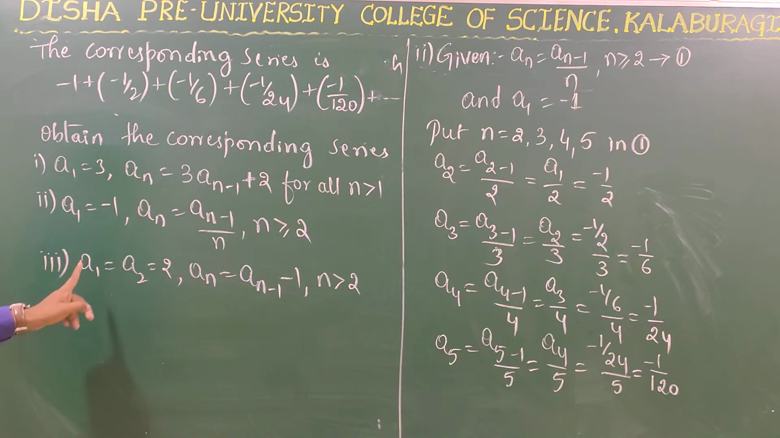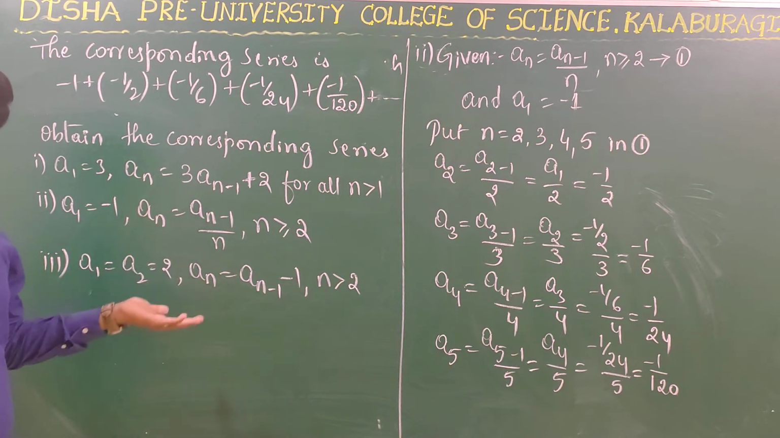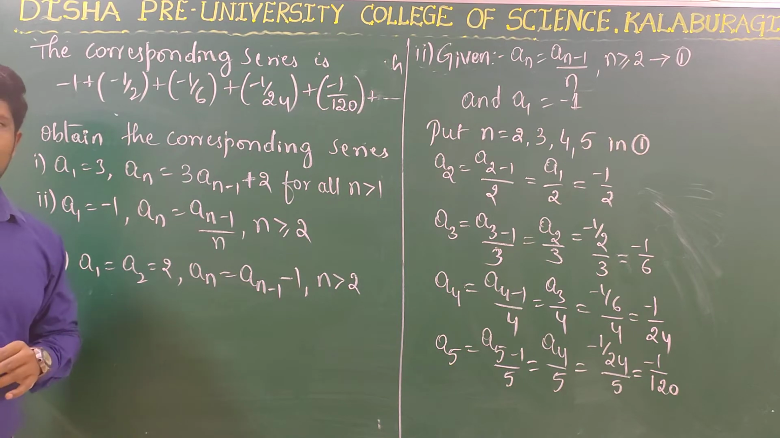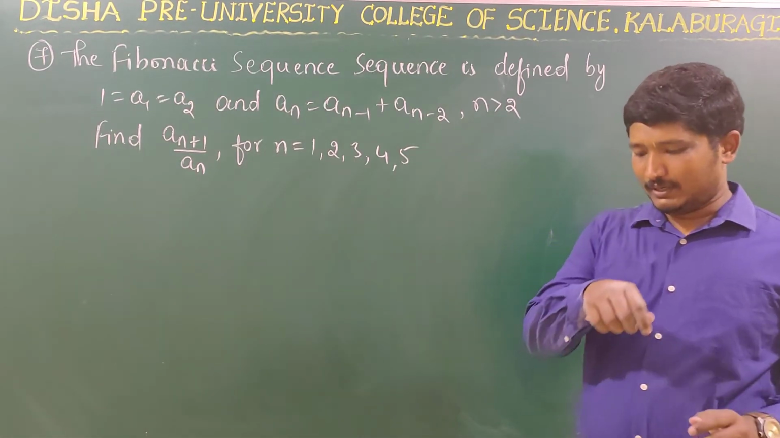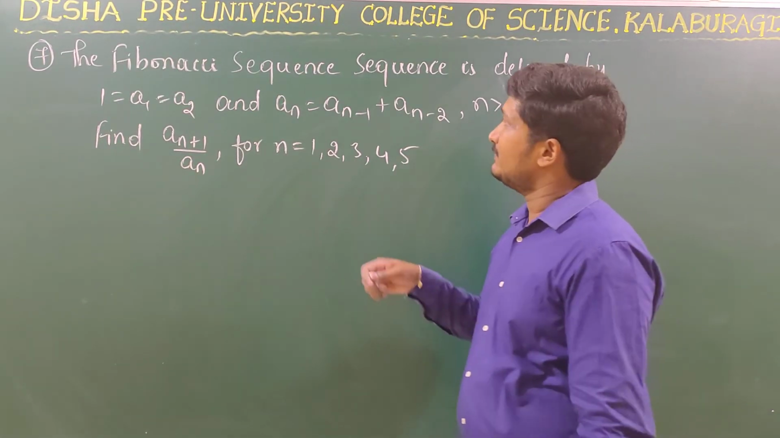Right? So the third question will be for your homework, and there is one remaining question. We will solve that and then we will go for arithmetic progression. Alright, so the last question.